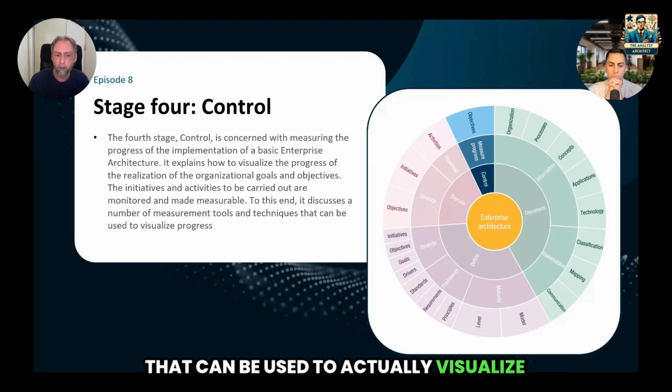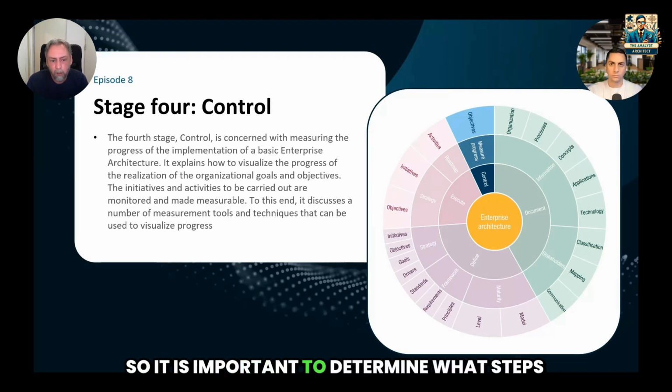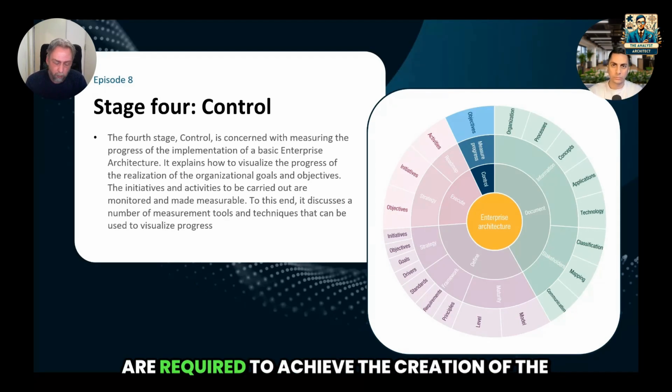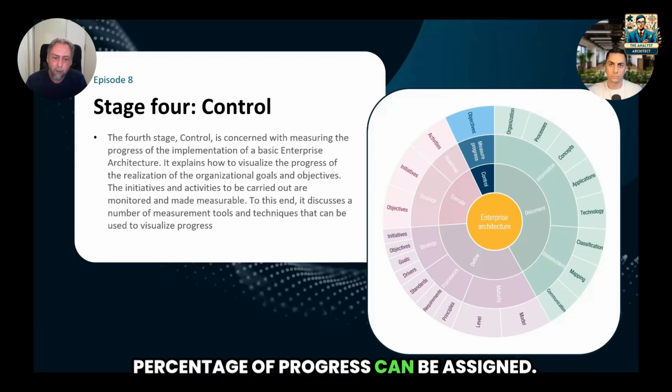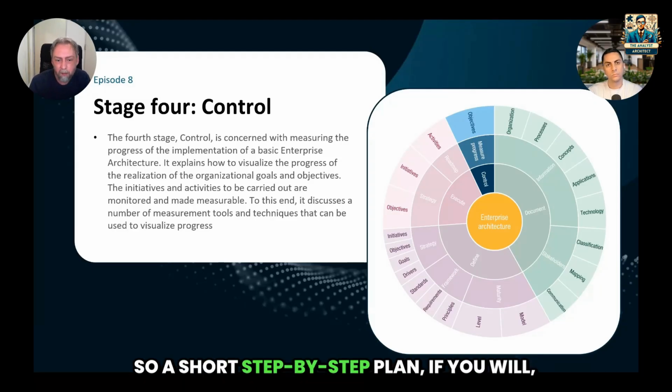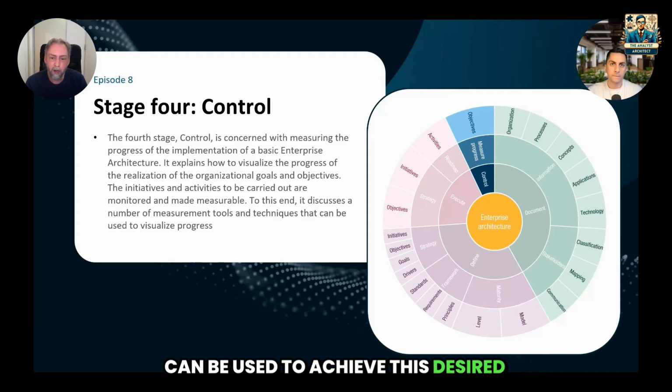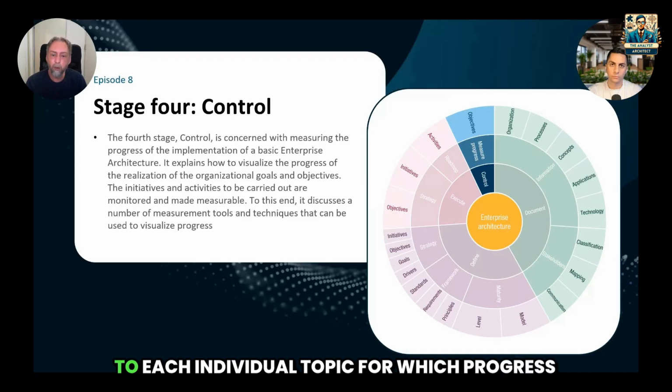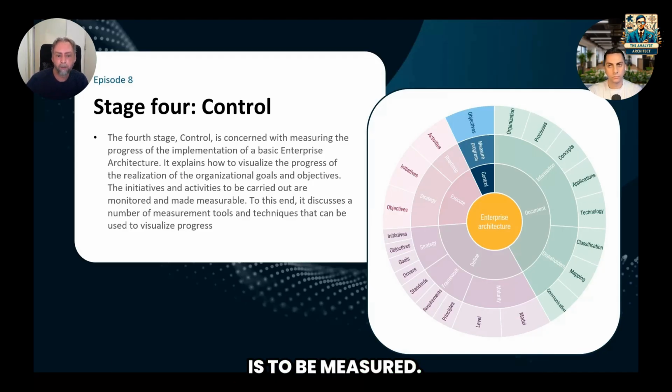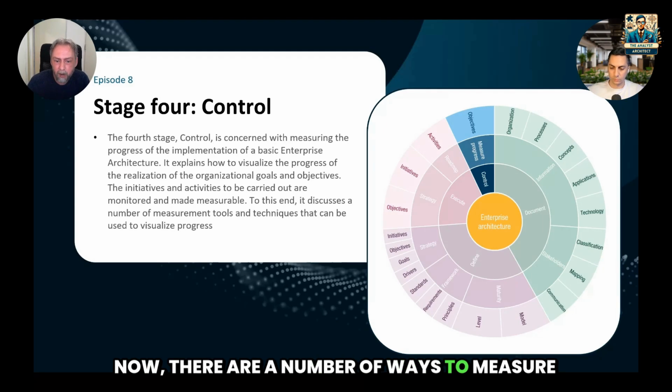So it is important to determine what steps are required to achieve the creation of the desired architecture deliverables and the achievement of the goals, so that a percentage of progress can be assigned. A short step-by-step plan, if you will, can be used to achieve this desired understanding of progress. And therefore, this plan should be applied to each individual topic for which progress is to be measured. Now, there are a number of ways to measure progress.